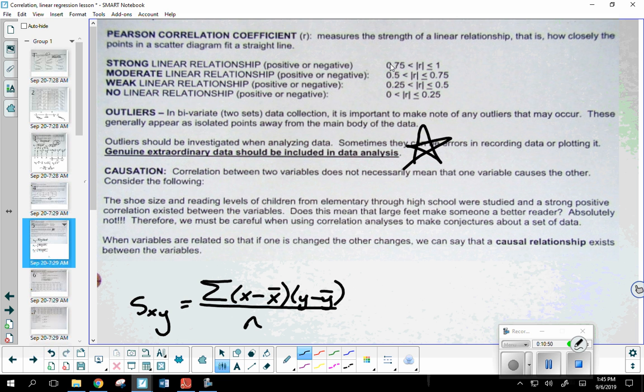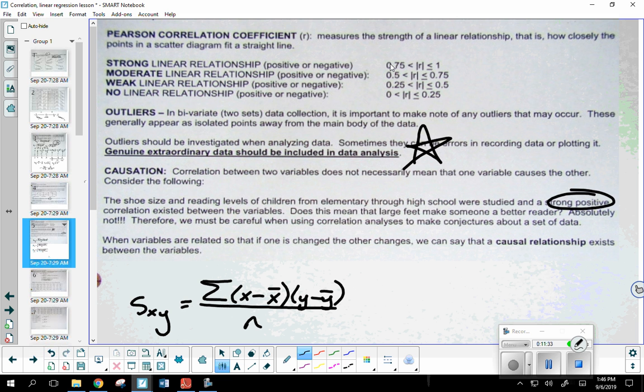When you're talking about correlation, okay, you've probably heard this phrase before: correlation does not imply causation. So what is causation? What do I mean when I say that? Okay, one thing directly affects another item. So correlation between two variables does not necessarily mean that one variable causes the other. Consider this example. The shoe size and reading levels of children from elementary through high school were studied, and a strong positive correlation existed between the variables. Does this mean that large feet make someone a better reader? Absolutely not. That's exactly right.